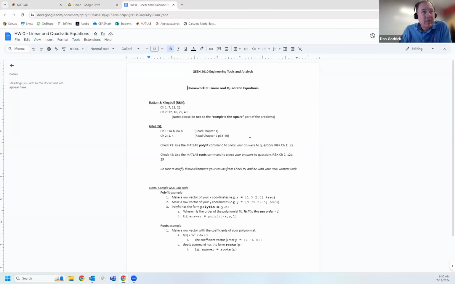So when we look at our R and K homework, we have chapter 1, number 7. And good gosh, it says the alternating stress, SA, and mean strength, SM. If you don't know what's going on, you might be a little intimidated just by that first sentence. But here's how we approach it.